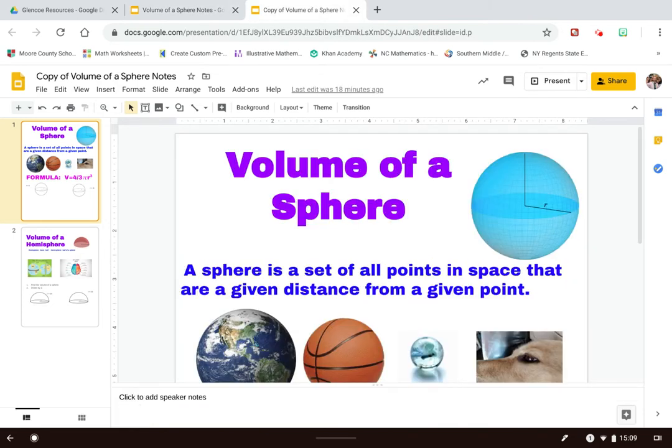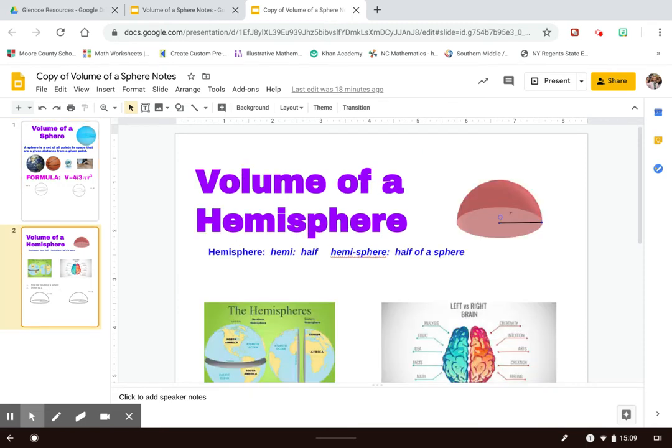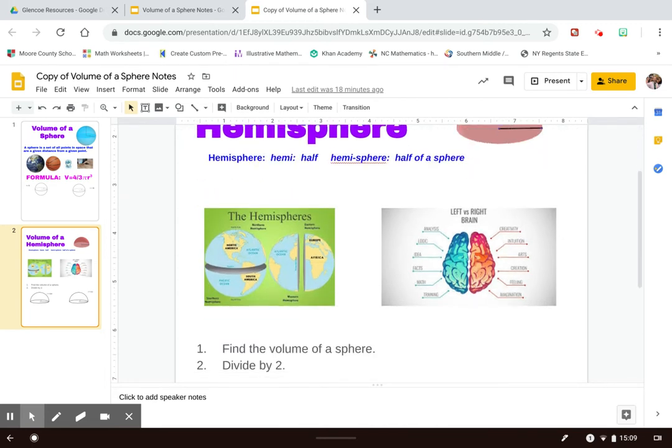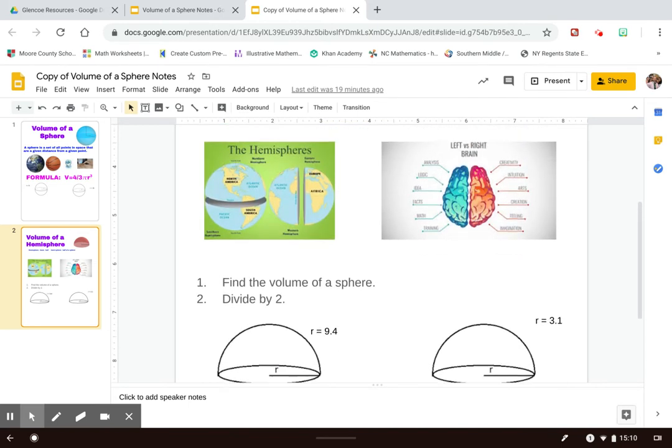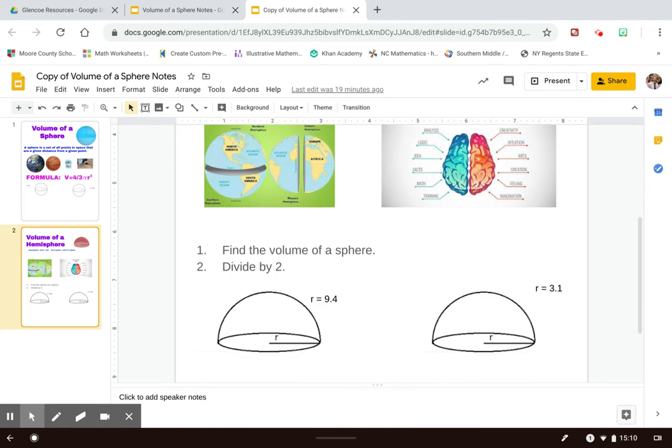Now let's look at the volume of a hemisphere. You see a picture of a hemisphere in the upper right-hand corner. A hemisphere is simply half of a sphere. Hemi means half, so you put that together with sphere and you have half of a sphere. If you can remember that, it's going to make the volume of a hemisphere really easy. Here are some examples of hemispheres. The Earth has a northern and a southern hemisphere, and an eastern and a western hemisphere. Your brain also has two hemispheres, the left brain and the right brain.